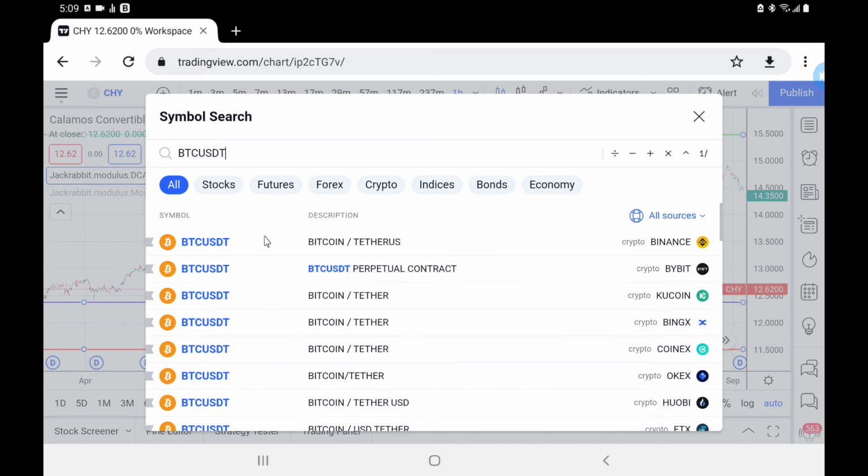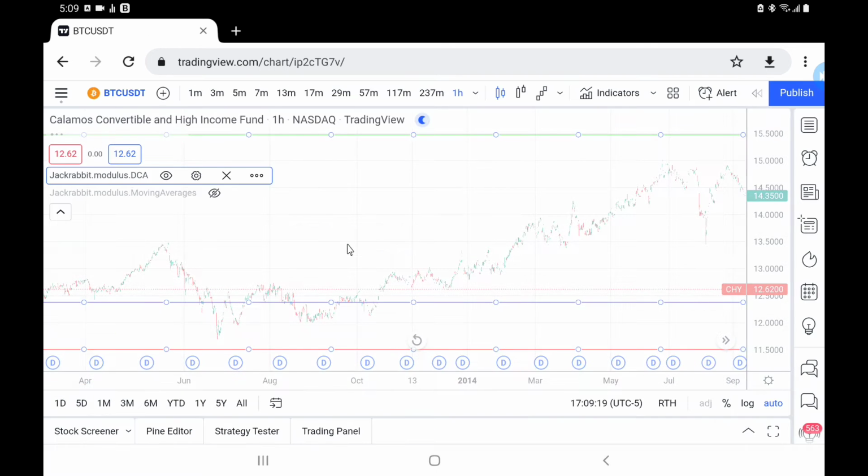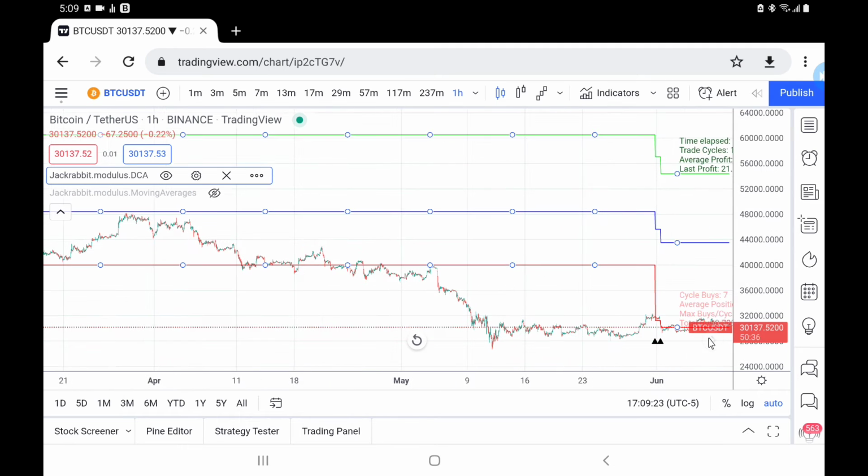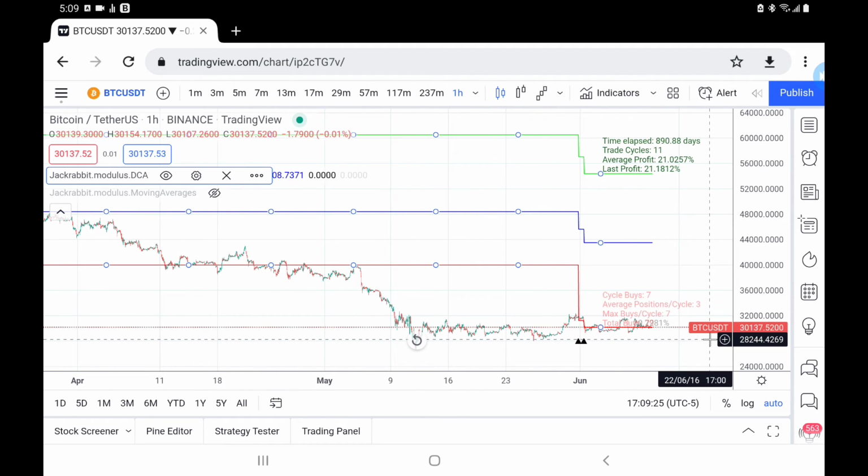Bitcoin. And yes, you can earn 20% on Bitcoin too. 890 days, 11 trade cycles, 21% average profit. So if you have the portfolio and the budget to sustain this, you have a significantly good advantage.